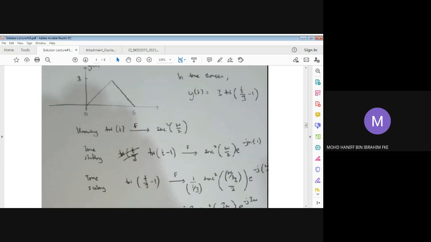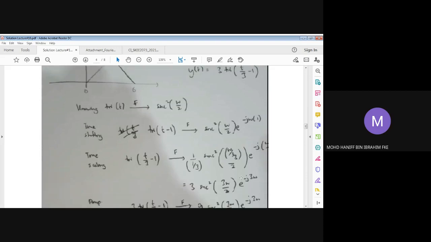And this omega, sorry, I missed something here. This omega supposedly shall also be divided by 1 over 3. By solving these terms here, we are going to get 3 sin squared of 3 omega divided by 2, and with that, exponential negative j of 3 omega. Hopefully you're clear about these issues.